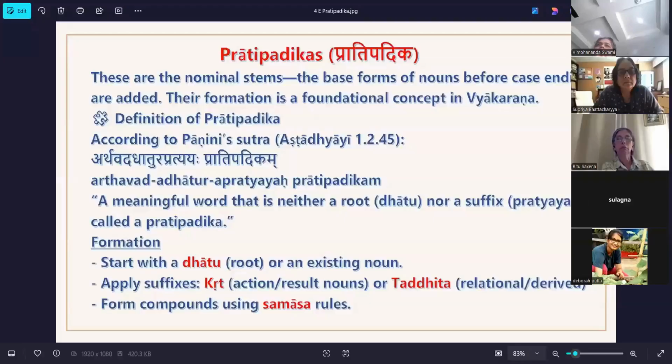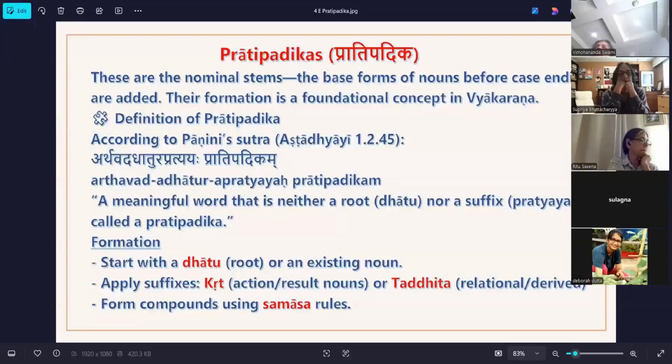Okay. So how is it formed? Now it can be formed in many ways. Again, if you go into detail, you will be completely confused because these things we have not discussed. Krit pratyaya, tadhit pratyaya, we have not discussed. So it will be confusion. That's why I have just given 2 lines. We start with a dhatu or an existing noun. Nouns also form pratipadikas. Then apply some suffix. Either krit suffix, which is associated with action, or tadhit.